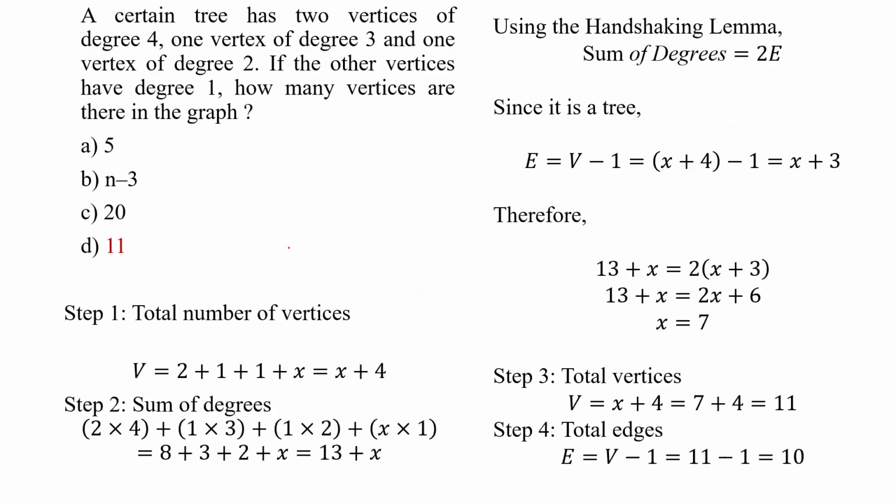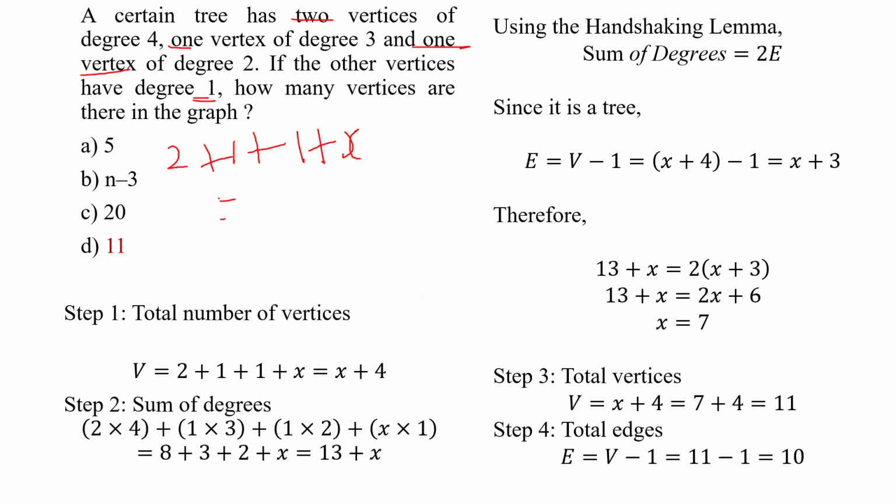The same format: a certain tree has 2 vertices of degree 4. So first, vertices we can find. 2 vertices, plus 1 vertex of degree 3, plus 1 vertex of degree 2, plus the other vertices of degree 1. They have not given the number of those, so I'm taking it as x.